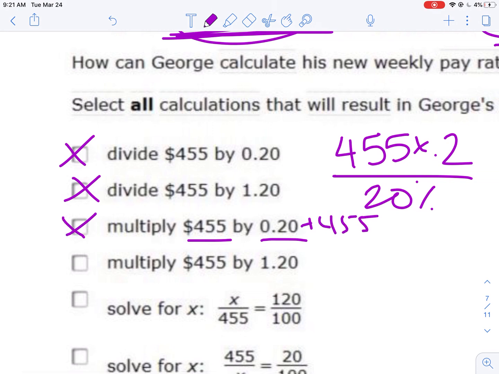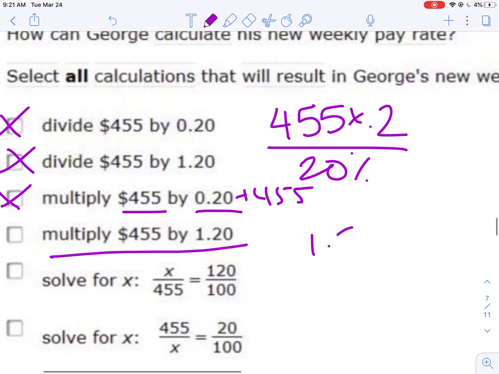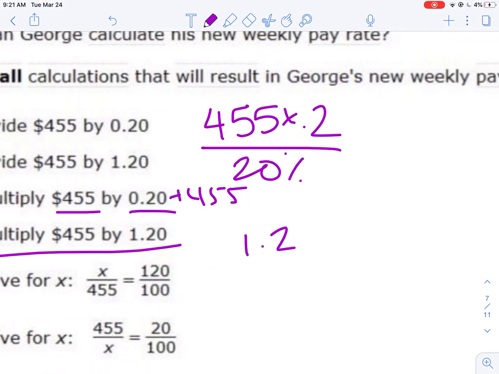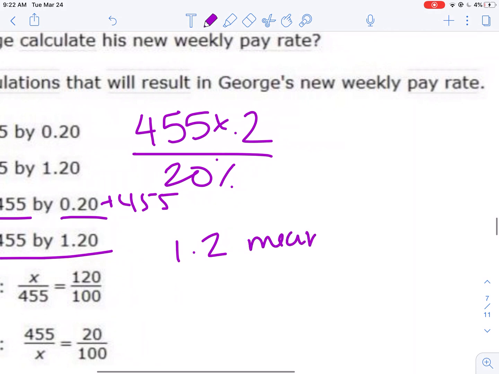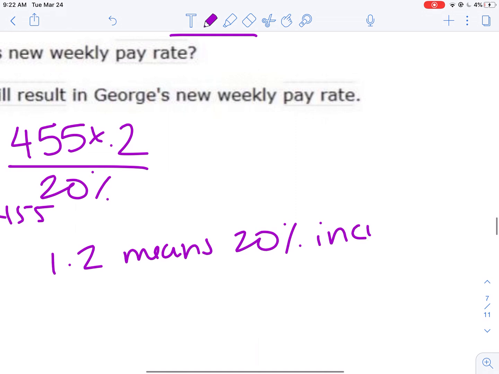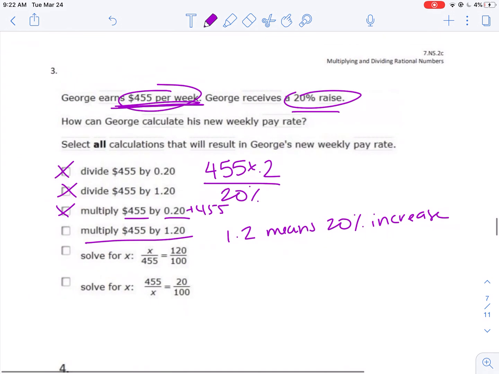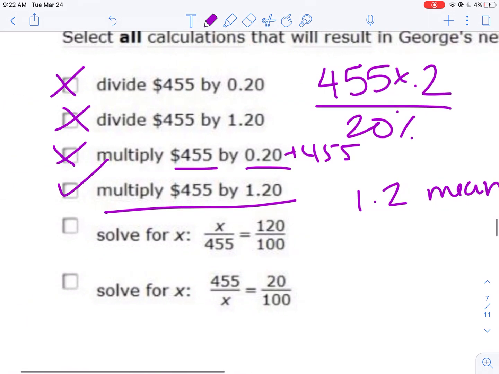But nope. This one works because 1.2 means 20% increase, which is what a raise is. So that one does work. And then solve for x.